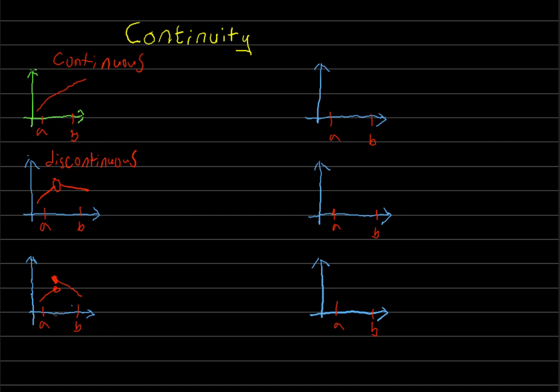So the value at this point is not on the graph on the left hand side, but on the graph on the right hand side. That means that there is a jump. Therefore, this graph is discontinuous. It's a discontinuous graph.